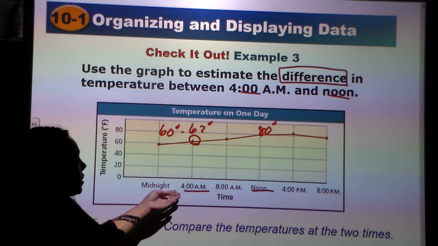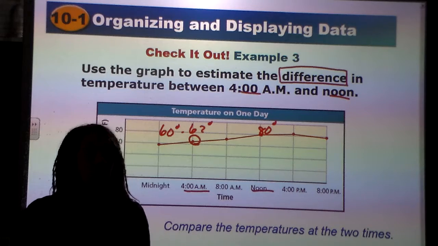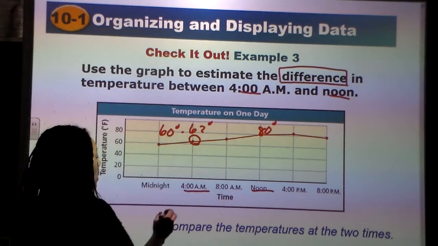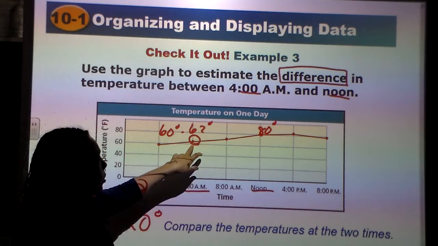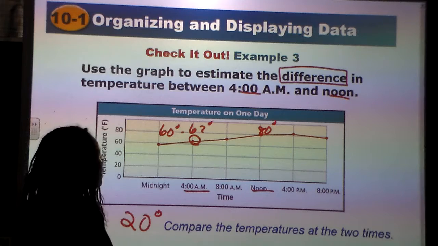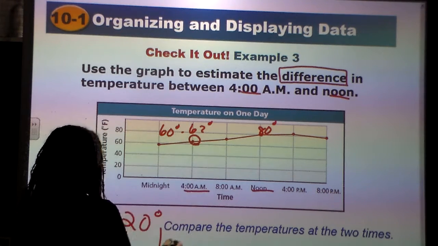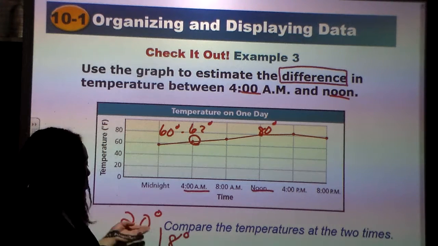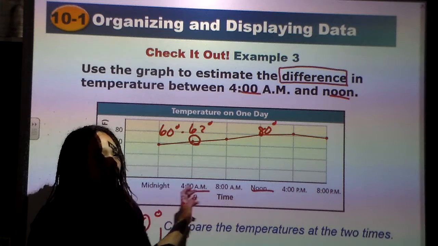So when I say what's the difference, well, what's the difference between 60 degrees and 80 degrees? How far apart are they? You subtract. So 80 minus 60 would be a 20 degree difference. If you wanted to be a little bit more precise and call this 62, you might have an 18 degree difference or a 20 degree difference, okay? So you see how I picked that one out?